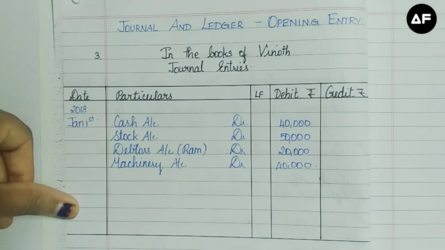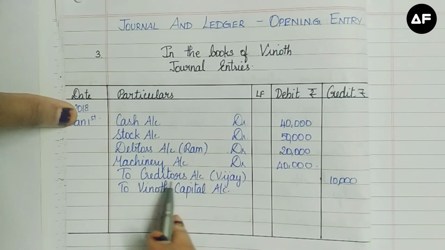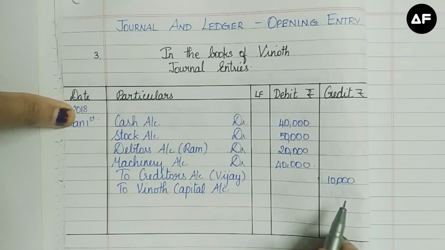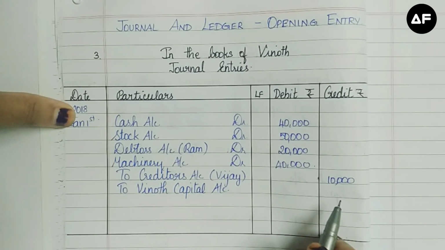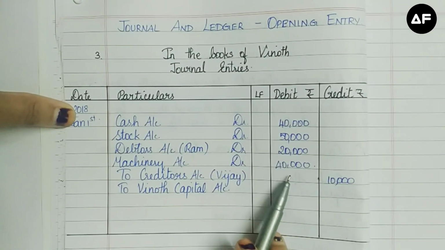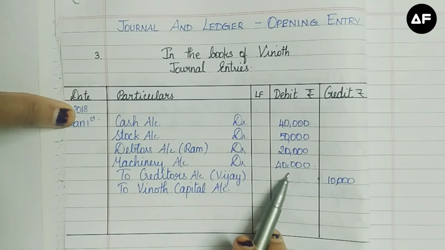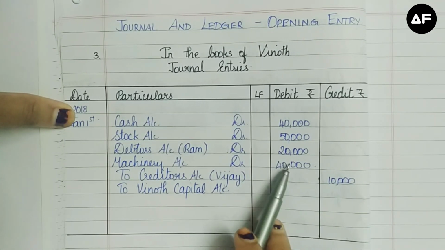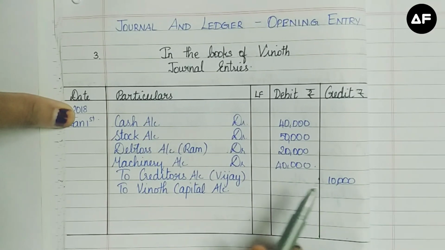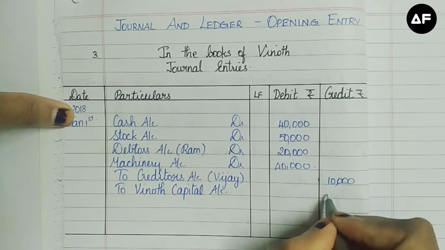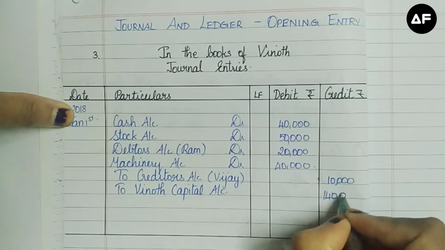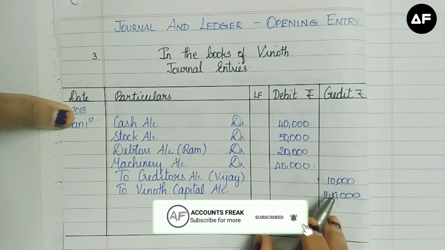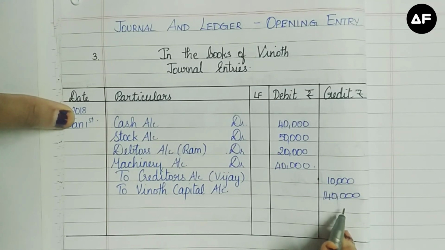Next I'm going to record the creditors. So I've written down creditors account, Vijay, that is 10,000, and Vinod's capital is not given. So Vinod's capital has to be found out. It's very simple and easy to find out Vinod's capital. Just add up all the debits. My debit column balance is 1,50,000, whereas my credit column is only 10,000. My debit must be equal to my credit. Therefore, 1,50,000 minus 10,000 will give me 1,40,000. Now, if I add my credit side, I will get 1,50,000, which is the same as my debit column. Therefore, Vinod's capital is found out.